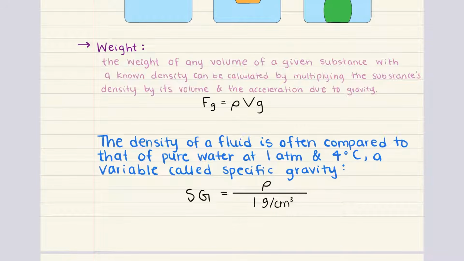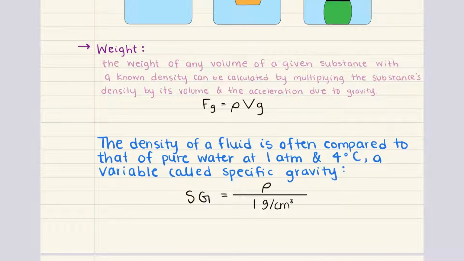Now, another key concept to grasp is how the weight of a substance is related to its density. The weight of a fluid can be calculated using this formula right here. In this equation, Fg is the gravitational force, the weight, and this is equal to rho, which represents the density of the fluid, multiplied by V, the volume of the fluid, multiplied by g, the acceleration due to gravity. Now, this formula is really useful in understanding buoyancy, which we're going to explore in more detail later, but I want you to keep this equation in mind.